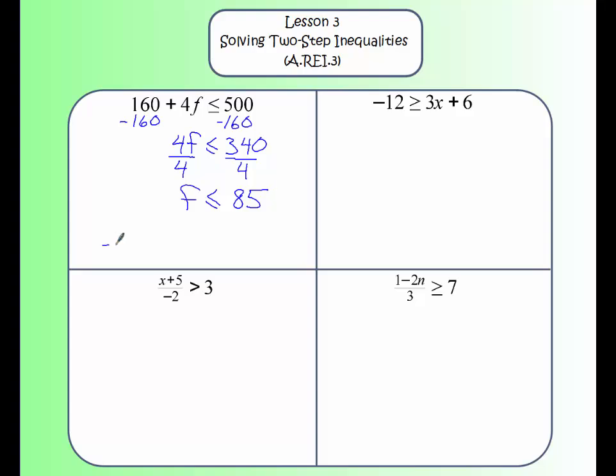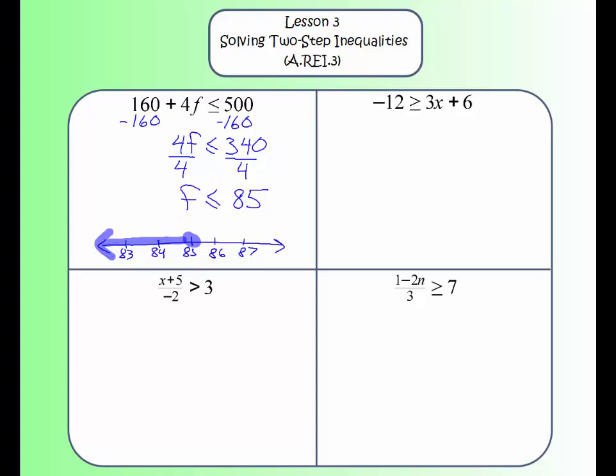If I want to, I can put that on a number line. I would put 85 somewhere around the middle, 86, 87, go 84 this way, 83. I would need to put a closed dot at 85, and I want everything less than or equal to 85, so I would go this way, and that would be my solution set.